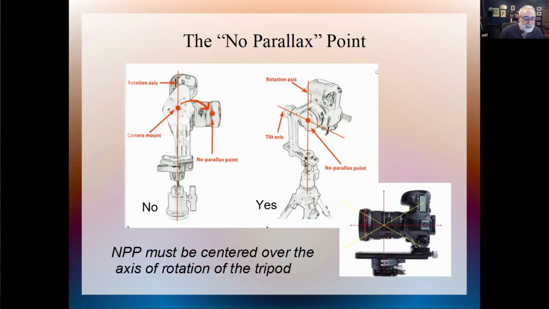If you rotate that camera left to right or right to left, you'll see that dot will move, will not stay stationary over the center of your tripod, which is where you want it to be. Whereas on the right side, you can see there's some hardware. There's this panorama mount.